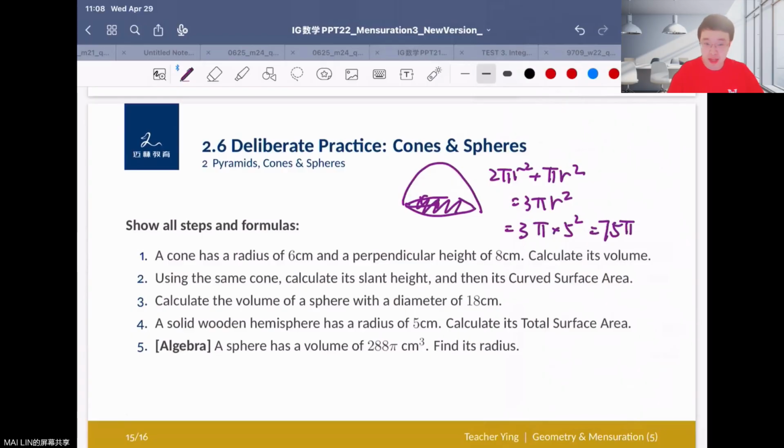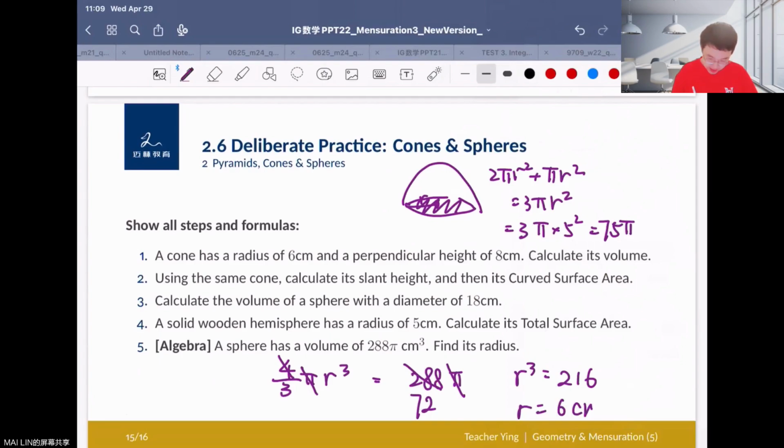And for the fifth problem, we can say here, a sphere has a volume of 288 pi centimeters cubed. If you want to find the radius, you can say that the sphere's volume, that is 4 over 3 pi radius cubed, equals 288 pi, right? So you can first divide out pi on both sides, and then you can divide by 4 on both sides. So divide by 4, that is 72, I guess, right? So we can set that r cubed equals 216, okay? So we can consider that r equals 6, that is 6 cubed equals 216, okay? So the radius here is 6 centimeters, okay?